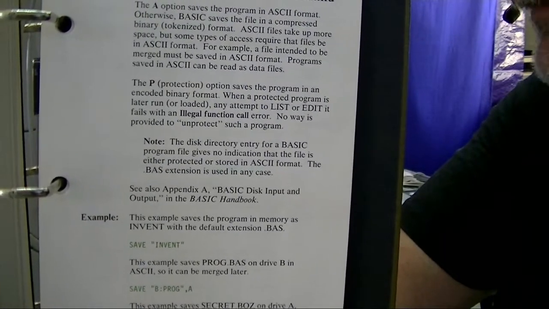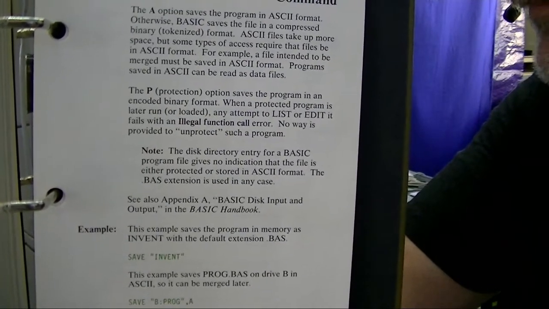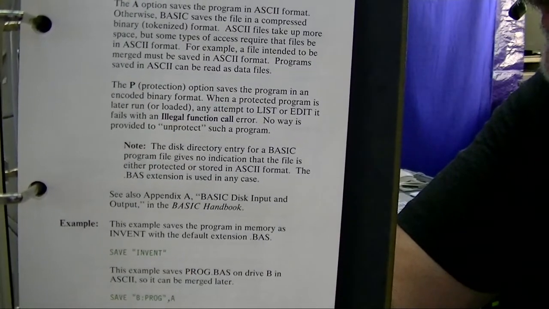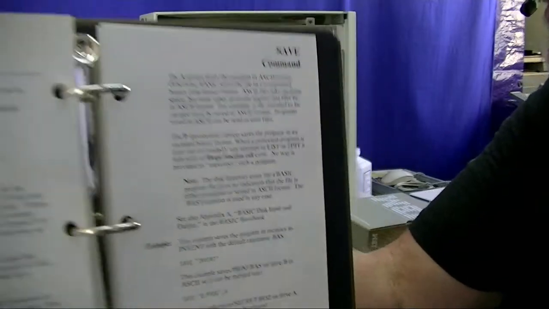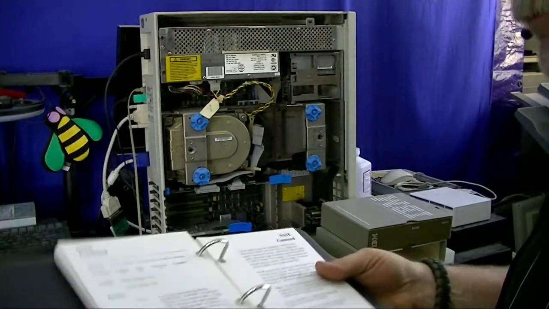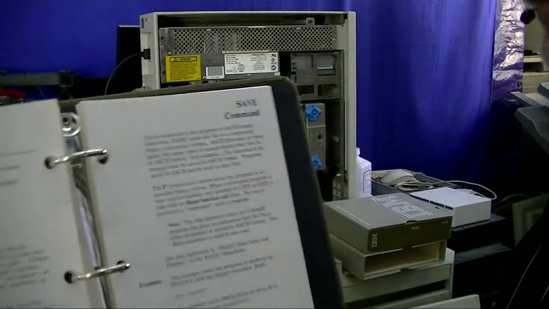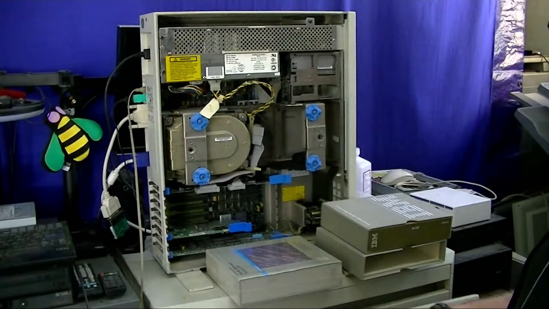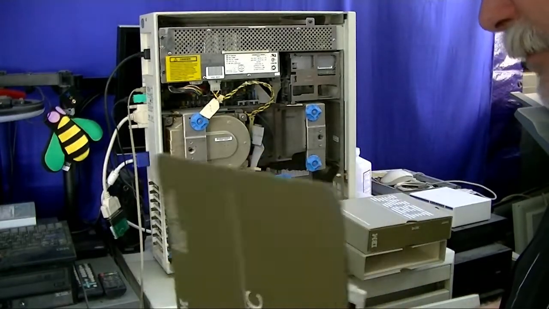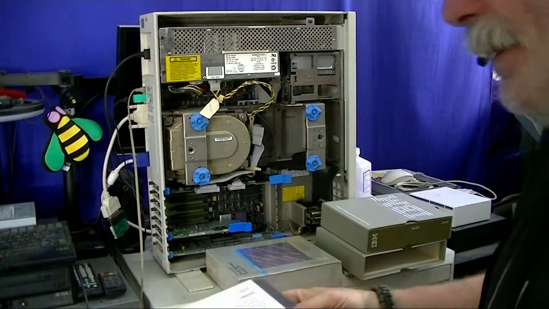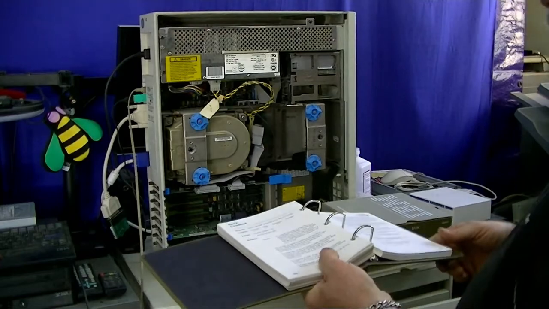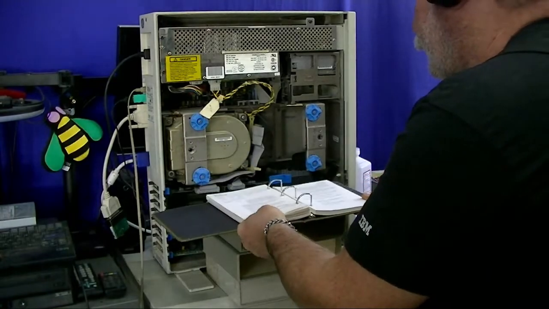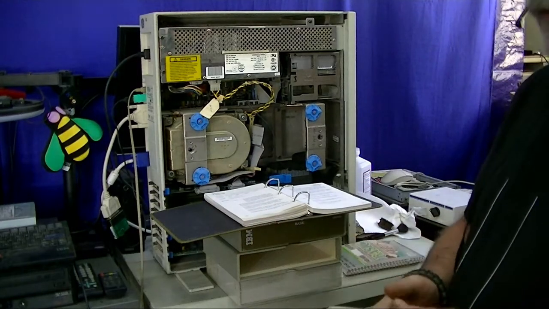It says this directory entry for a BASIC program file gives no indication that the file is either protected or stored in ASCII format. The BAS extension is used in any case. I don't think the ROM BASIC automatically appends the BAS file extension to something, but I was going to make my comments to that effect: that's the convention out there, to save a BASIC program with a BAS extension.